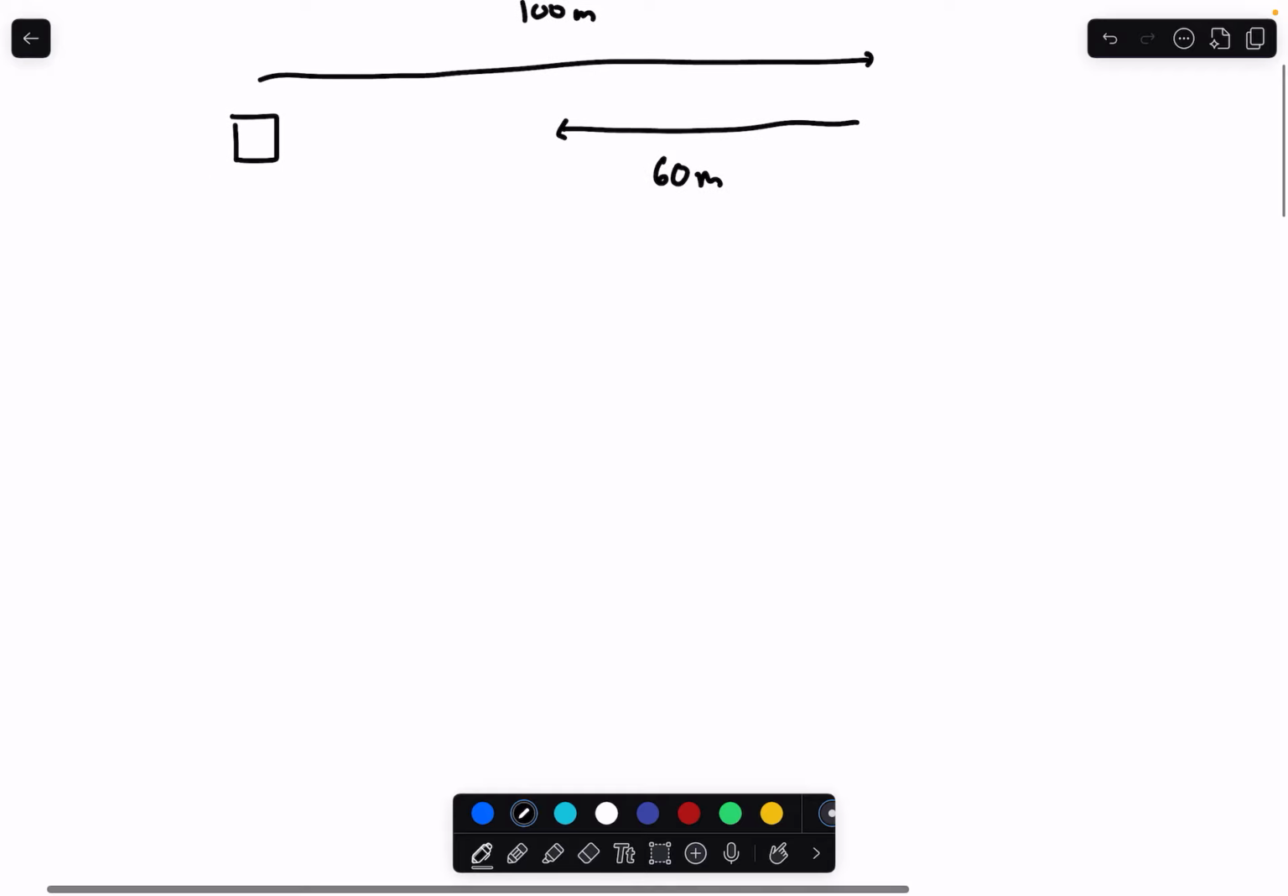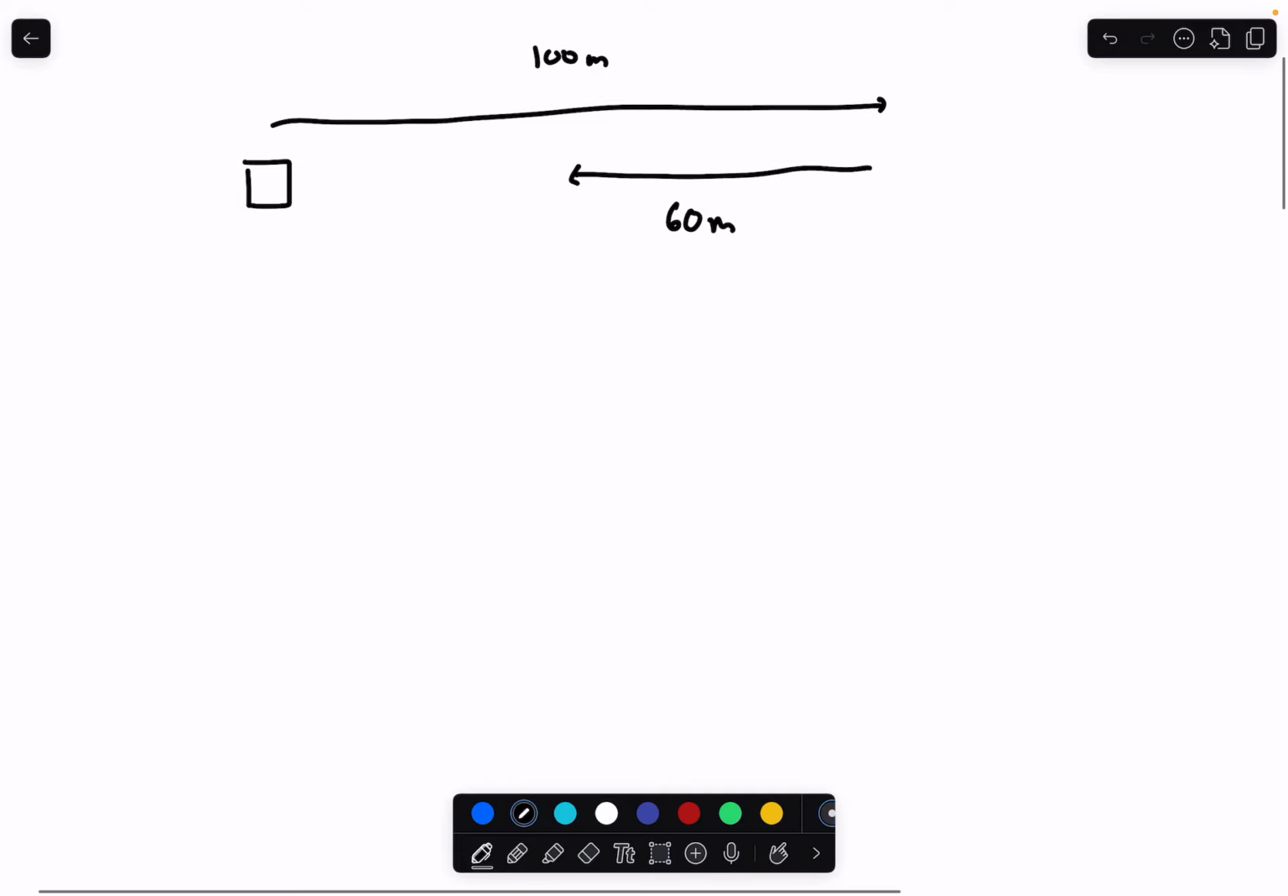Now that you guys are more familiar with what kinematic quantities are, we're going to go over a couple example problems to get a better feel for how we use them. The first example we have is that this car, which we'll draw as a square because I can't draw very well, travels 100 meters to the east, and then it travels 60 meters to the west. What is the distance that it traveled, and what's its displacement?